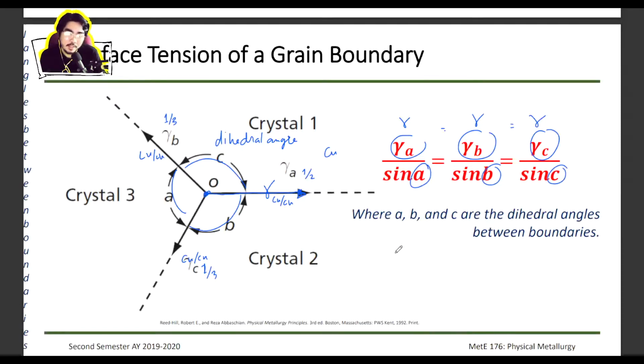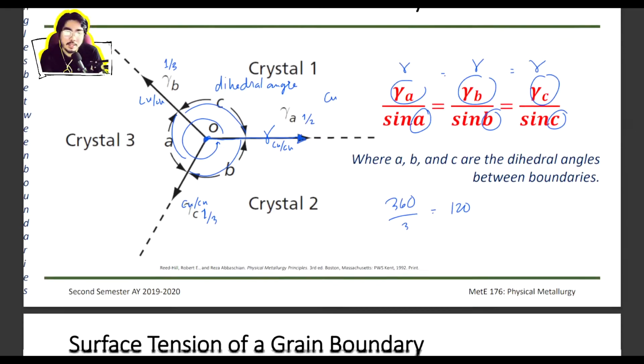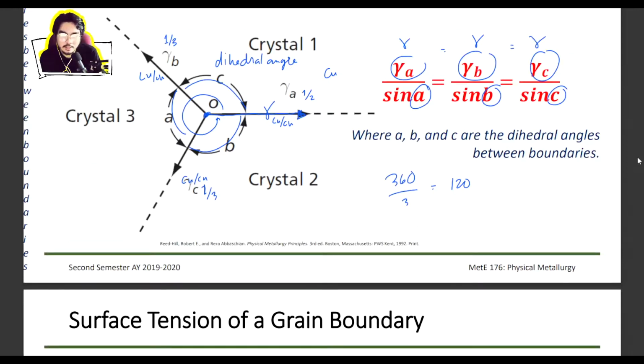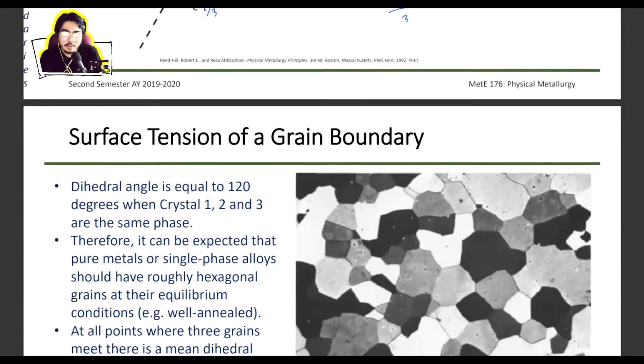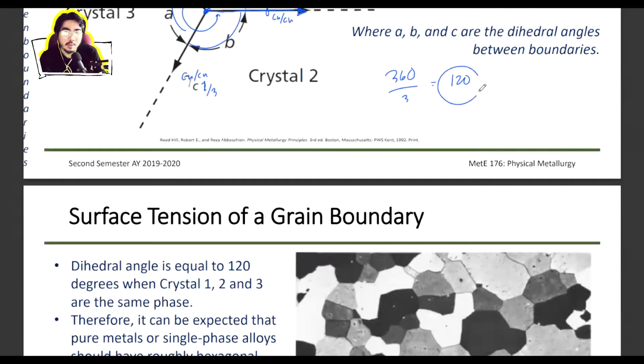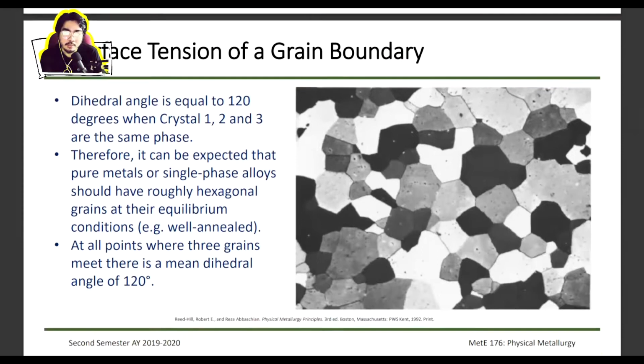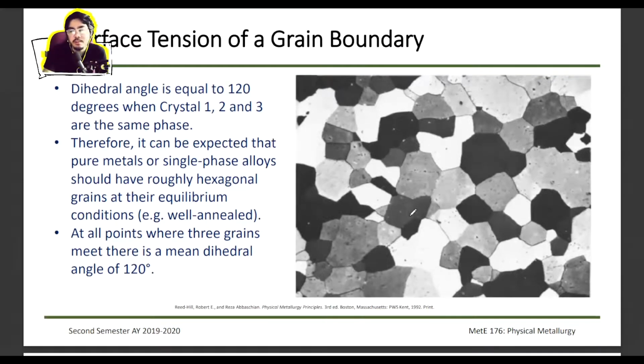No? So if it's the same, we have 360 degrees around this triple point right here, 360 yan. So 360 divided by 3 is 120. And therefore, if you have a triple point and it's single, if it's parang an equilibrium phase, usually they should form a 120 degree angle. No? And this is observed in most metals. So whenever you see a microstructure that looks like this, if you look at the triple point, this dihedral angle is 120, 120 yan.